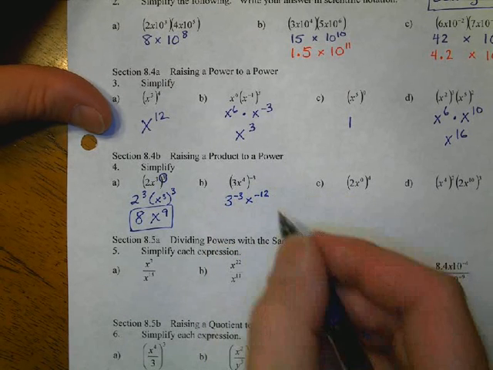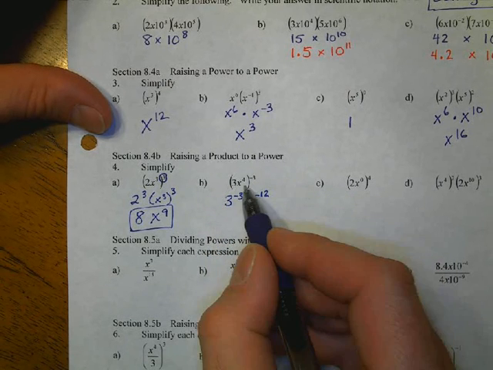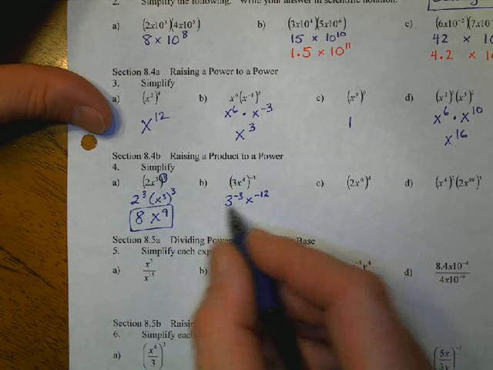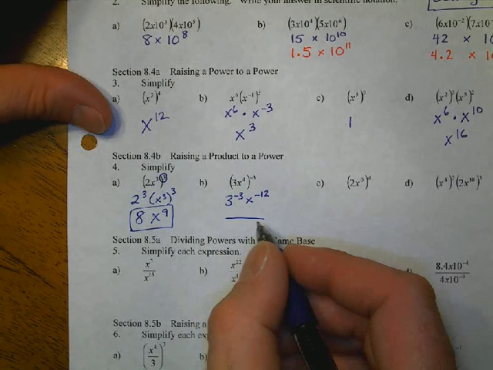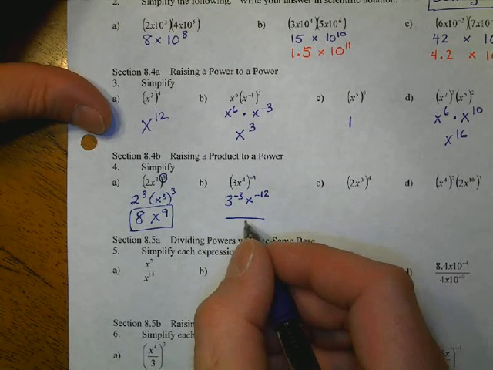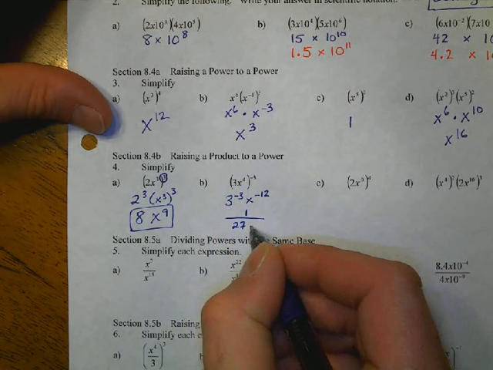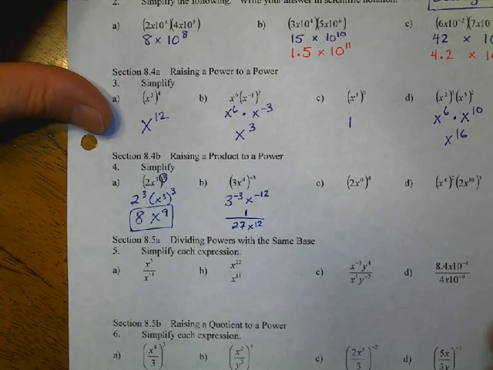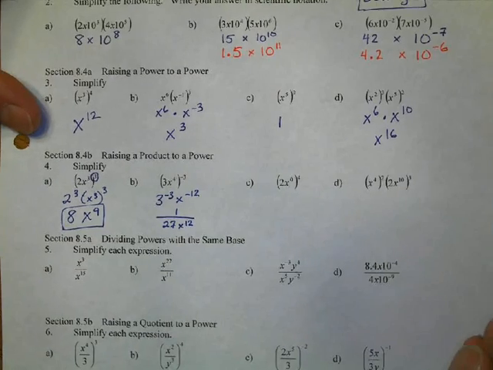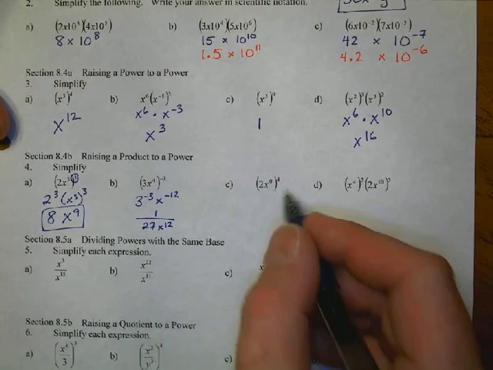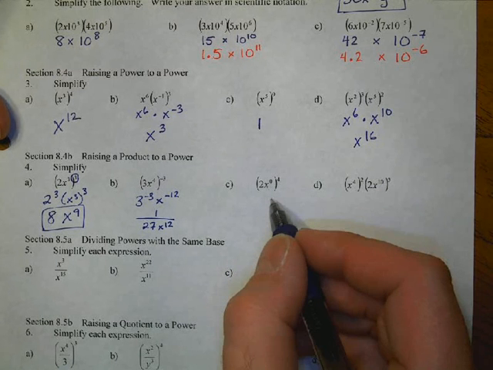Here we go on our next one. 3 to the negative 3, x to the negative 12. Why did I say negative 12? Well, power to a power we multiply. It looks like in both cases here we have negative exponents, so they need to go to the bottom, 1 over something on the bottom. Well, 3 cubed is 27, and the x to the 12th just stays the same.